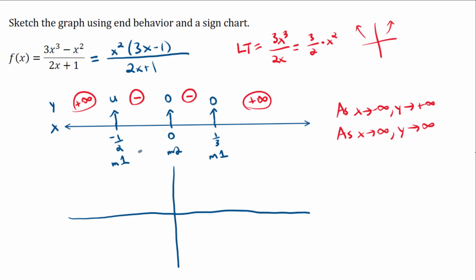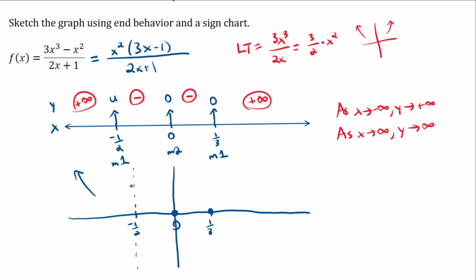Understanding that we have an asymptote at -1/2, at 0 we have an x-intercept, and at 1/3 we have an x-intercept. Also, we know what the ends look like. A lot of people forget the ends. So to the left, we have to go to positive infinity. And then as we move to the right, we can't just stop here. We have to go all the way to -1/2, but not touch it.